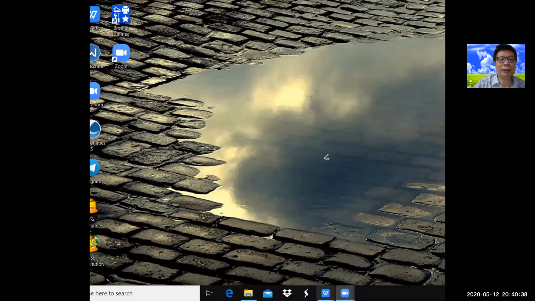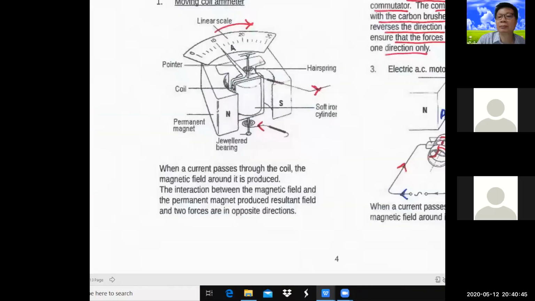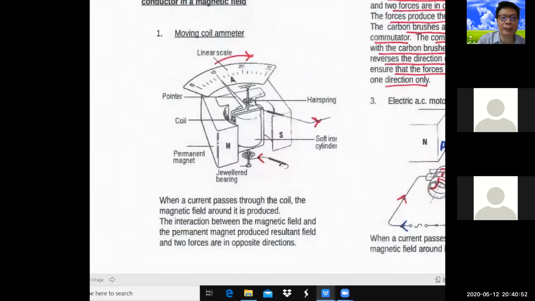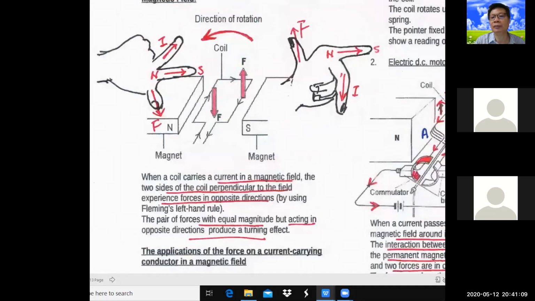The few examples are these. The moving coil ammeter uses the magnetic force. When current goes inside the coil, which is inside a magnetic field, it produces a magnetic force. This magnetic force will deflect the pointer, and when the pointer deflects, you can use it to measure current. First example. The second one is the DC motor.